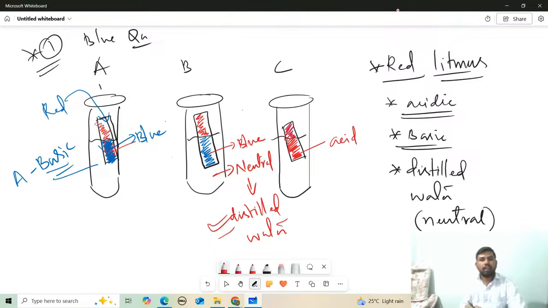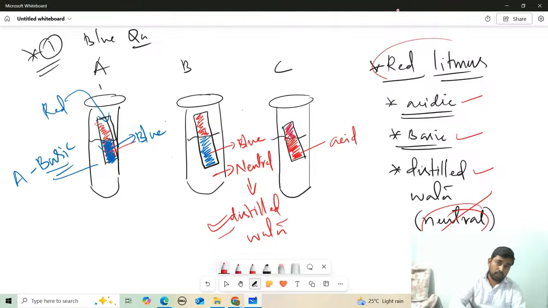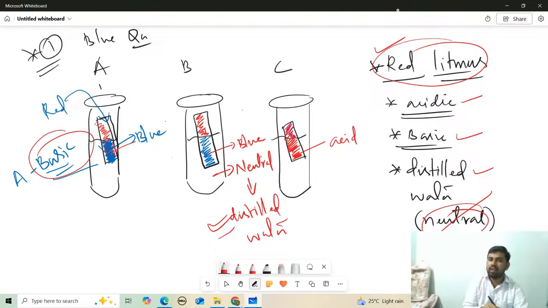Again I'm saying, here three test tubes are taken. Try to understand the question. One solution is acidic in nature, another is basic in nature, and one more is distilled water, which is neutral. They are giving only one paper, which is red. We take that paper in solution A. If solution A turns the red paper blue, then solution A is basic in nature.